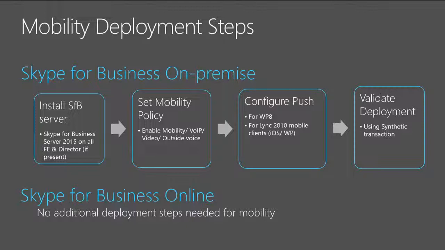In terms of mobility policies, like I said, you may want to plan your capacity and all that, so that this policy helps you to control the rollout of mobility. By default, it is on. Everybody has mobility. But if you want to control it, this policy enables you to do that. The other step is, if you have to support Windows Phone applications, then you have to configure the push notification we talked about. And the last step is running a synthetic transaction to verify that the deployment is running okay.